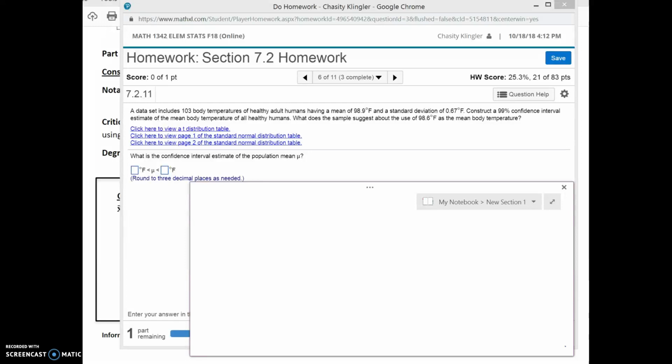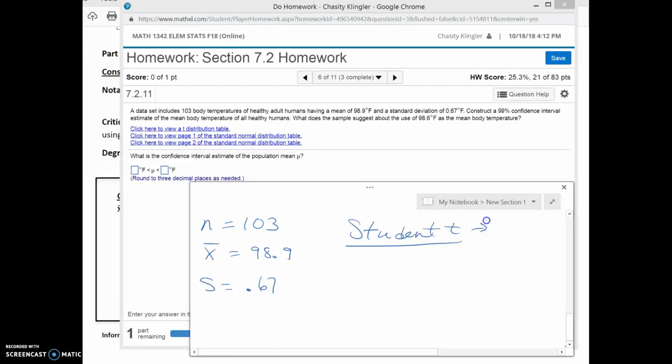So the first thing I notice is that they've collected 103 body temperatures. So that's my sample. My N is 103. My mean is from the sample, so it's X bar, 98.9. And my standard deviation is sample standard deviation. It's not population standard deviation, so it's 0.67. So since this is giving me sample information instead of population information, that means I'm going to use the student T distribution as long as it meets the requirements.